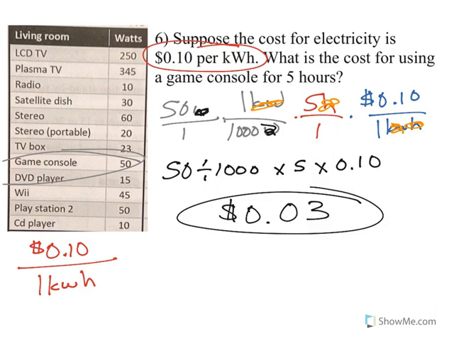That's not talking about the TV. That is just the game console. But 3 cents for every 5 hours. So you can start charging your kids for playing video games is the basic idea there. All right, so really pay attention is the point of this last one. What are they asking for? You use the units and the ratios to guide your work.